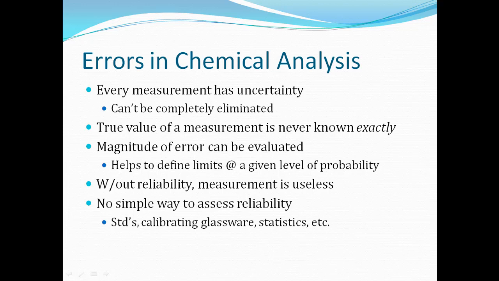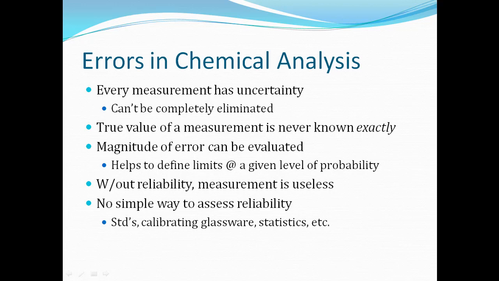So for example, what I mean by that is without this reliability, the measurement is useless. You can't just say that you've measured such and such and it's 29.4. Well, it's 29.4 plus or minus what? What is your error associated? What is your uncertainty associated with that measurement? Everything has an uncertainty. And as the last bullet says, there's really no simple way to assess reliability.